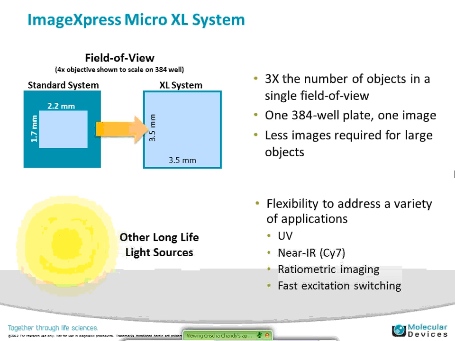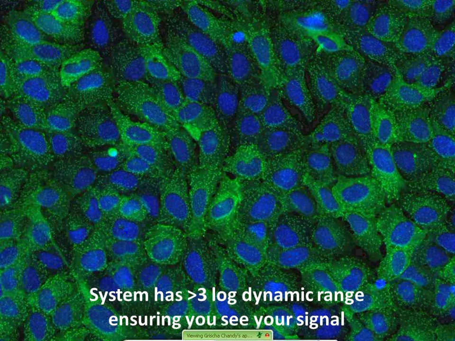But it's not just about the field of view and the light source. We use an sCMOS detector that has improved dynamic range, really ensuring that you see your signal. This is a transfluor assay, seeing very small, bright dots on top of a fluorescent haze. And with the new system, it's quite easy to see, and you'll see some of that data that Julian uses with antibodies.